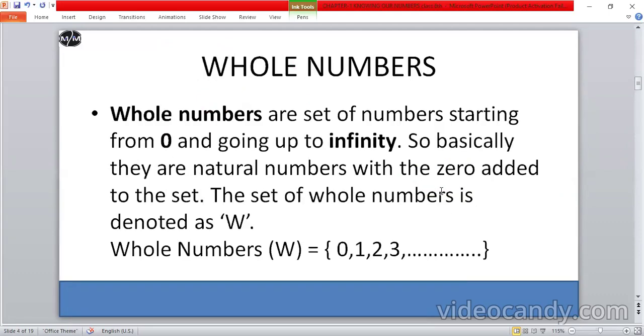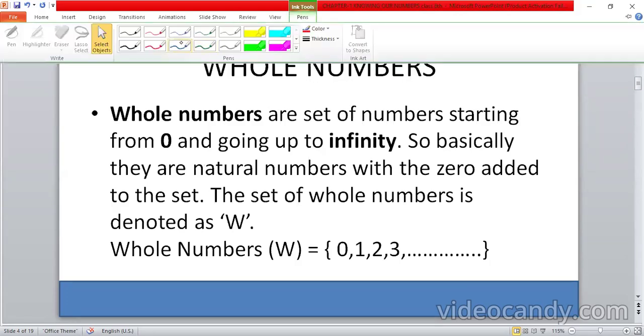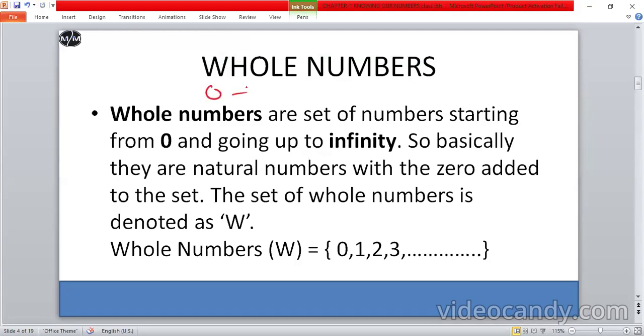Next, whole numbers. A whole number is a set of numbers starting from 0. We can say this is basically natural numbers plus 0. It means the numbers which start from 0 and go up to infinity are called whole numbers, and these numbers are denoted by W.